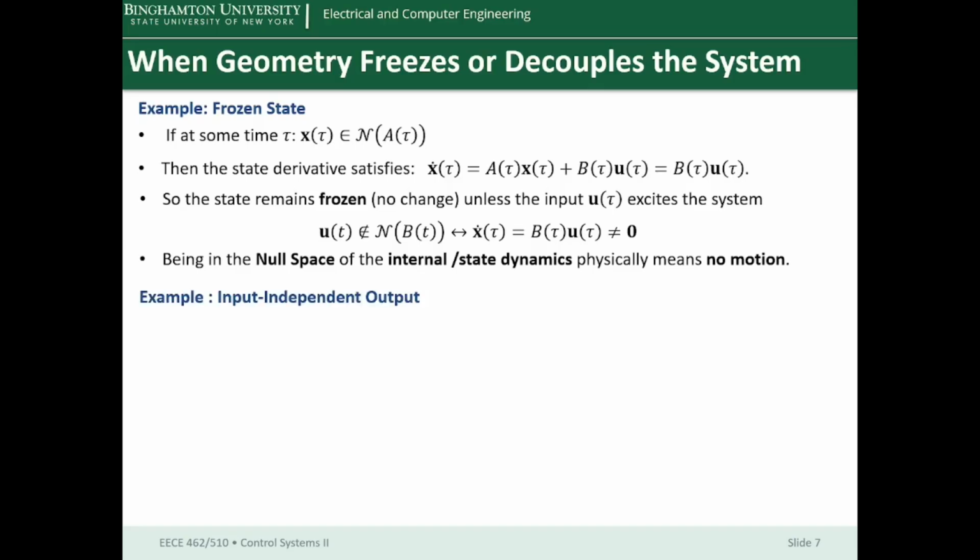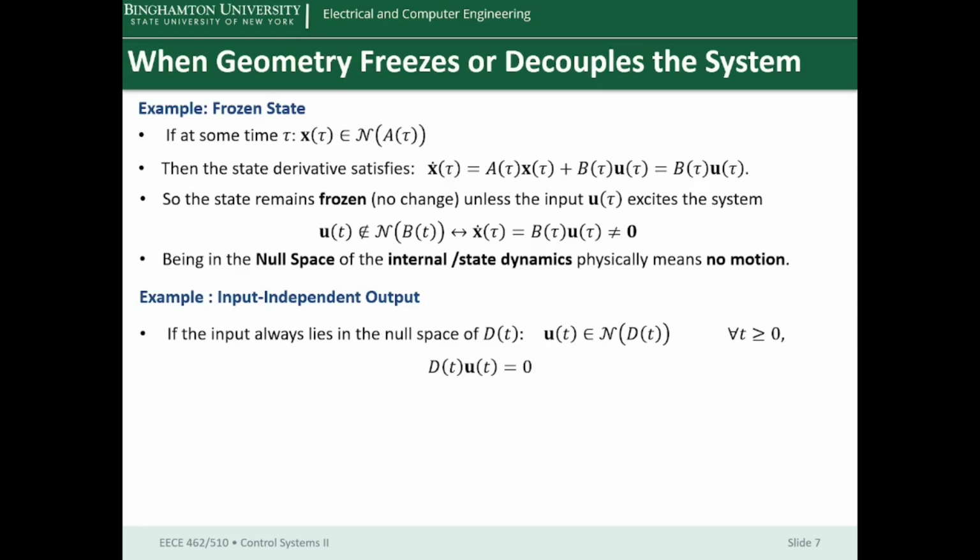For the second example, we want to discuss the idea of input decoupling. Suppose you intentionally choose, or the system naturally produces, an input signal that always lies in the null space of D(t). That means D(t) u(t) equals 0. Then the output equation simplifies beautifully to y(t) equals C(t) x(t). Physically, this means that the direct path from input to output is eliminated. The input has no immediate effect on the measured output.